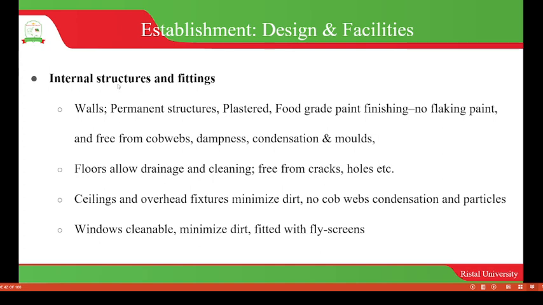The internal structures and fittings of the establishment should have walls which are of permanent structures so that they can last for a longer period of time. And then the walls should also be plastered so that they don't harbor pests and rodents. Then also the walls should have food grade paint finishing with no flaking paints, and they should be free from cobwebs, dampness, condensation, and molds.